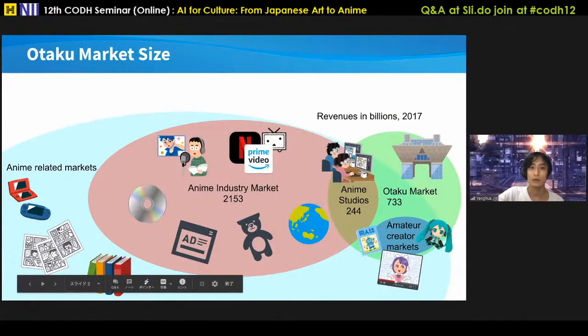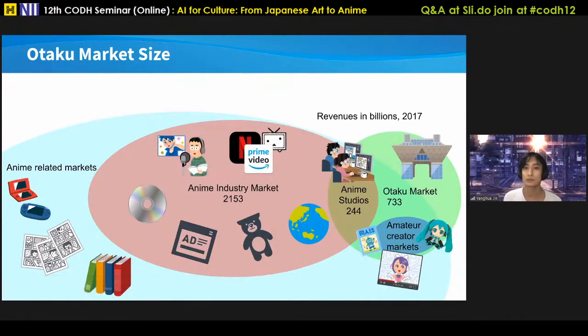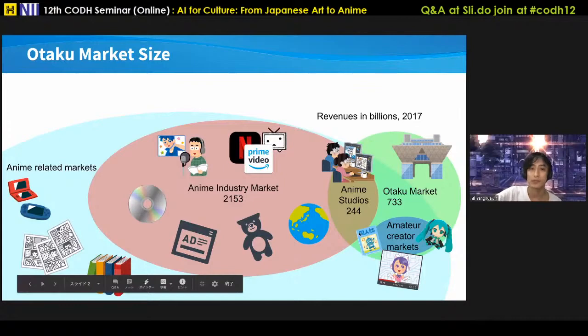To begin with, I would like to share a visualization of market sizes related to anime in Japan. In 2017, the anime industry generated more than 2,000 billion yen in revenue. Among them, more than 11% are for professional anime studios. However, compared to the professional market, another noticeable market is for amateur creators. For example, they make doujinshi and sell them in common markets. The passion for creation from both professional creators and amateur creators is pushing the industry and building a huge global influence.